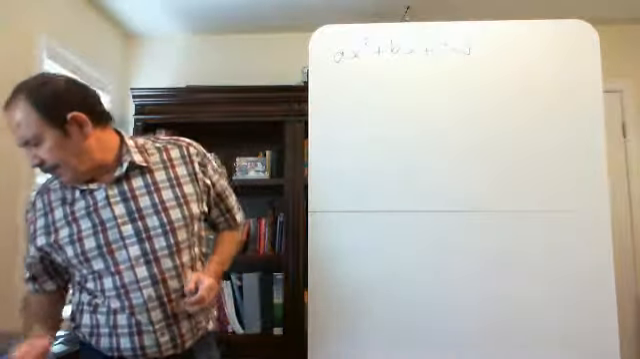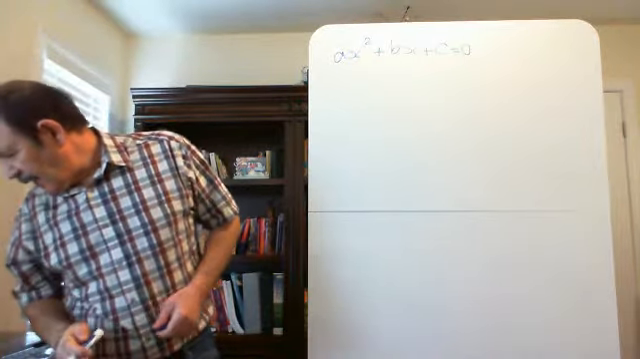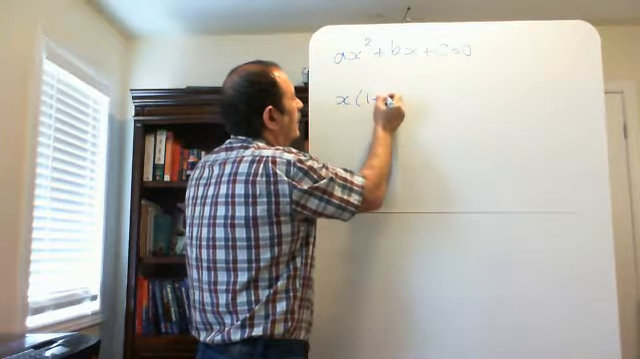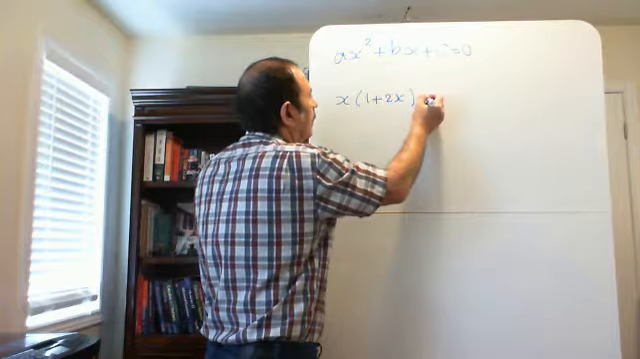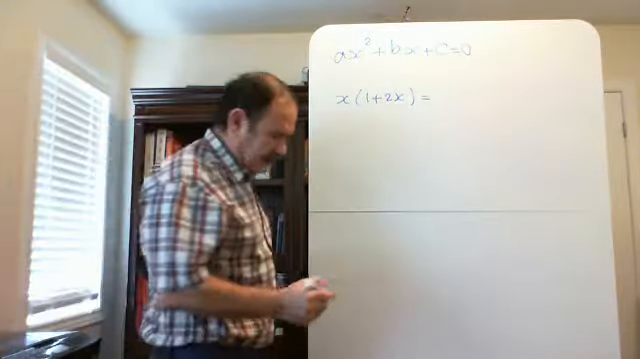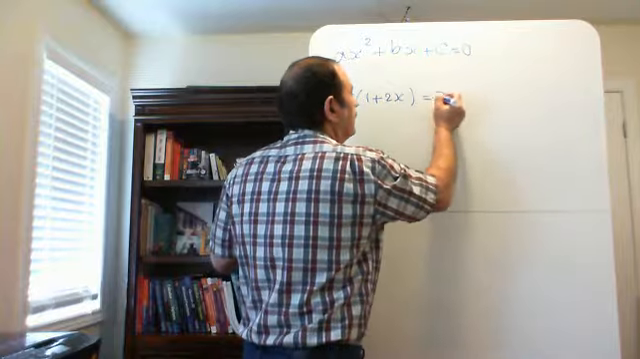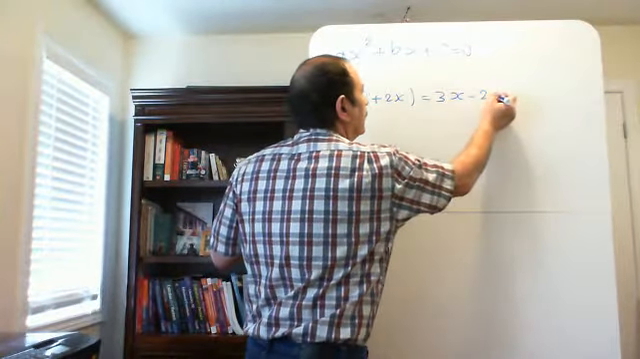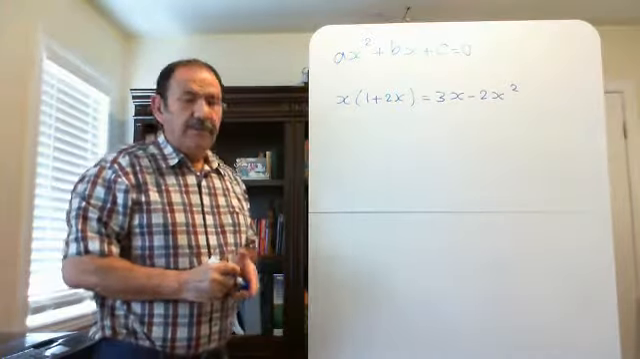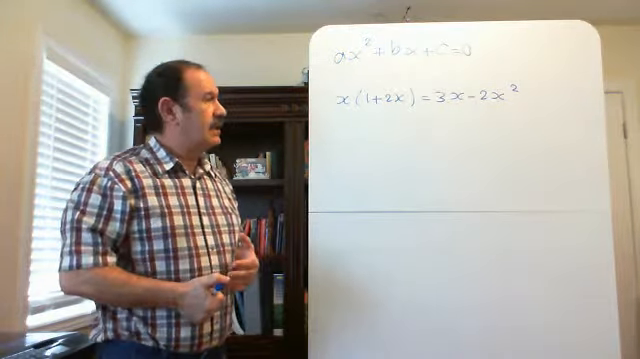Let me use this one. x(1 + 2x) = 3x - 2x². Okay. Now, we have different situations.